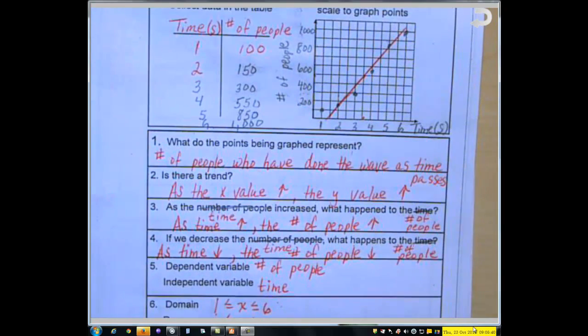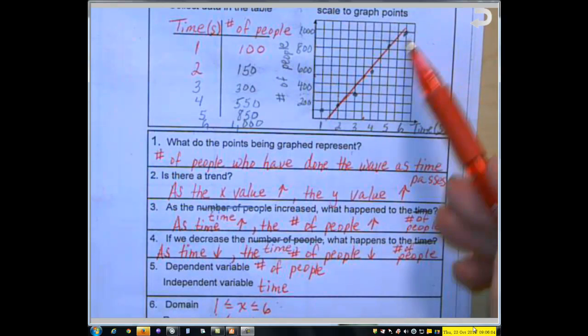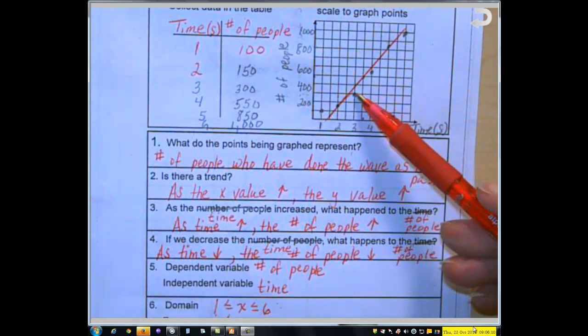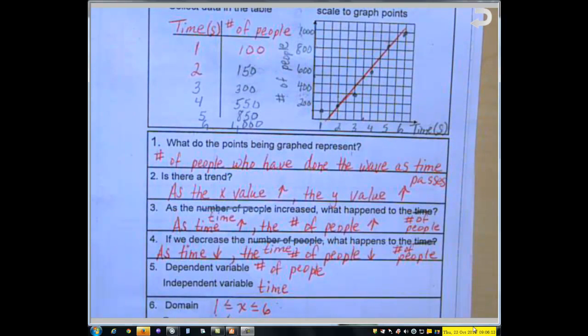Okay, so the trend is that as the x value increases, the y value also increases. And if we put this in terms of our real life situation, as time increases, the number of people who have done the wave also increases. Now, if we look at the graph from the other direction, if we start on the right and go to the left, we can see that as x is decreasing, y is also decreasing. So in our verbal situation, this would mean that as time decreases, the number of people would also decrease.